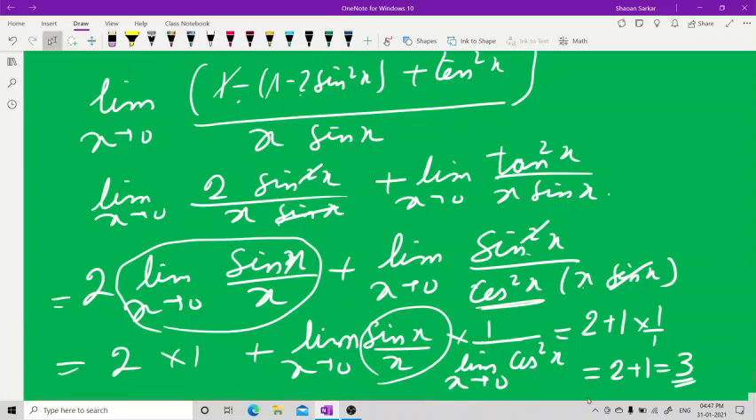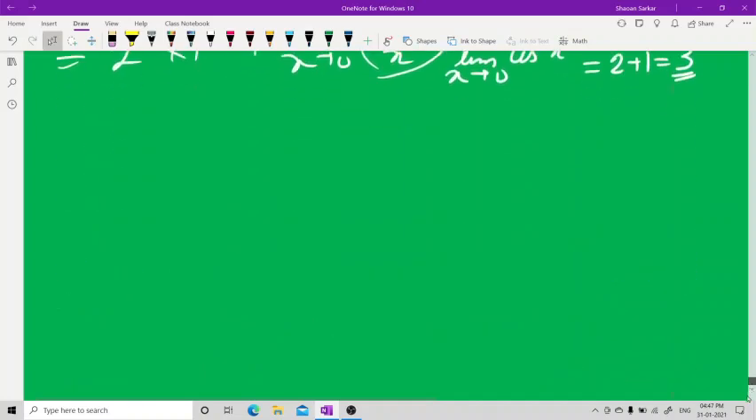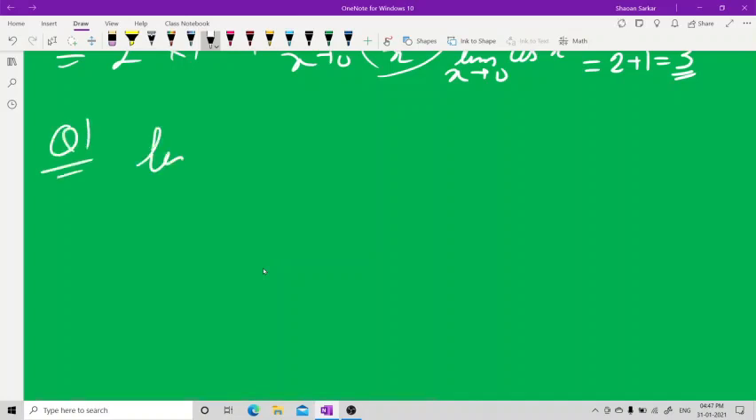Next question, we'll take another good question. Yes, we will take this question. See this one: limit x tending to a, (sin x minus sin a) upon x minus a.